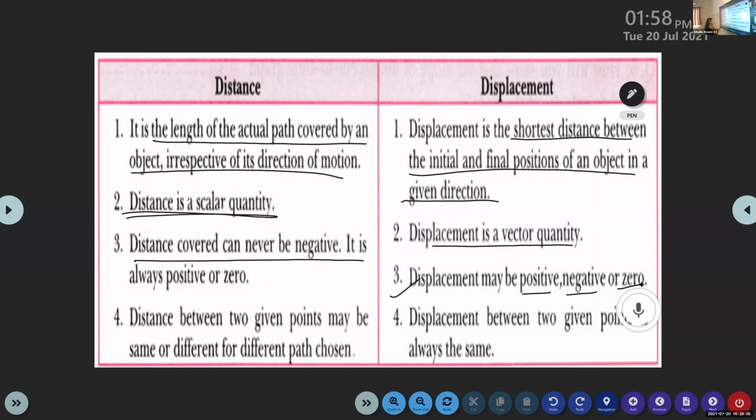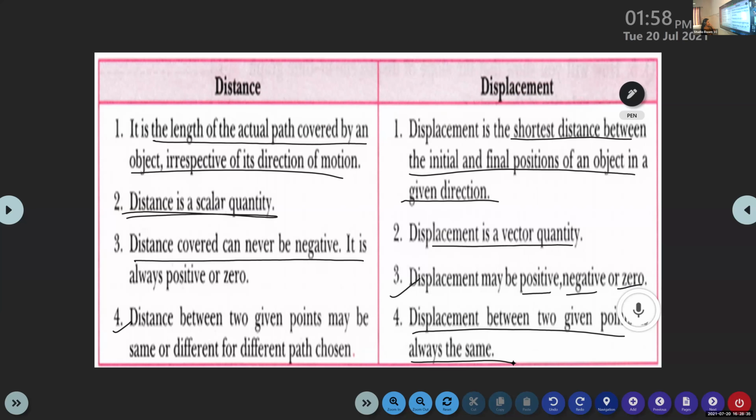And here, the fourth difference: the distance between two given points may be the same or different for different paths chosen. But the displacement between the two points is always the same. So we will discuss these last two points in our next class. We can discuss how the displacement of an object becomes positive, negative, or zero with the help of some examples.